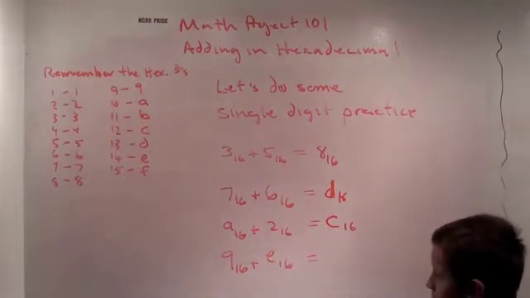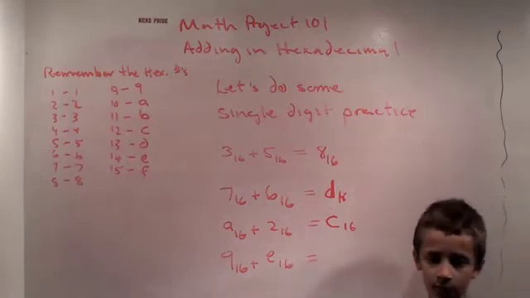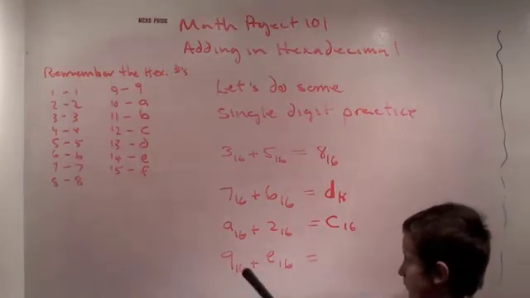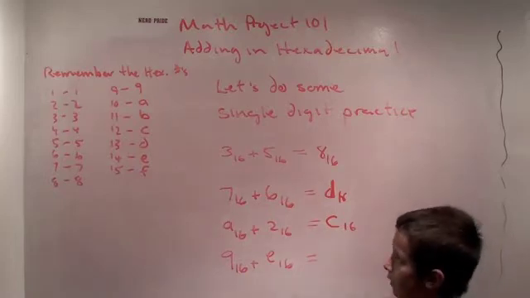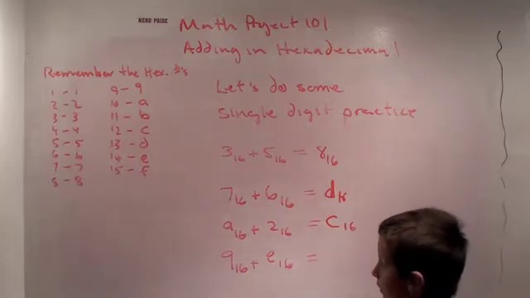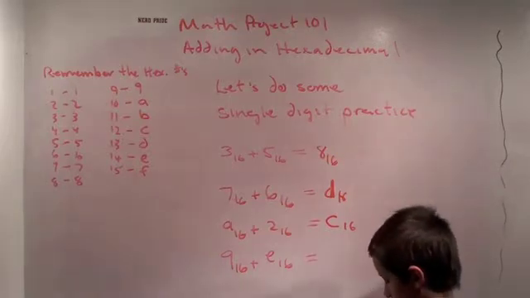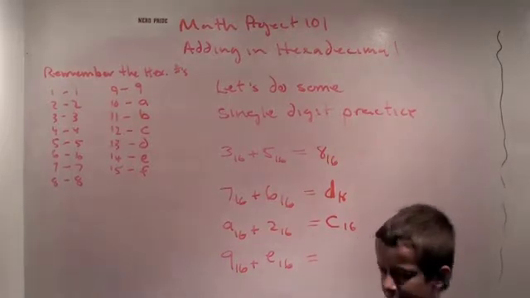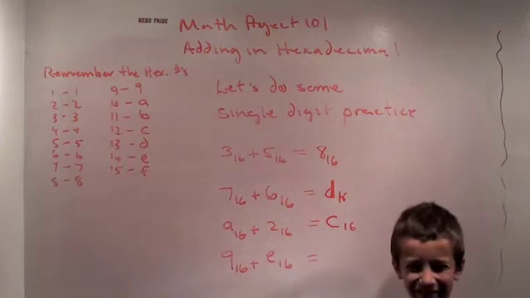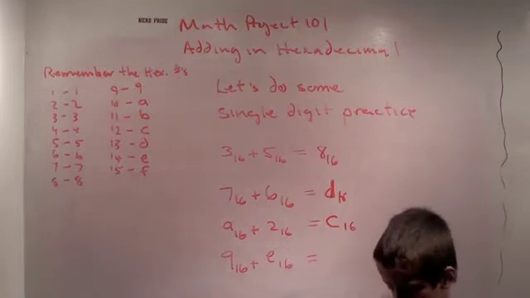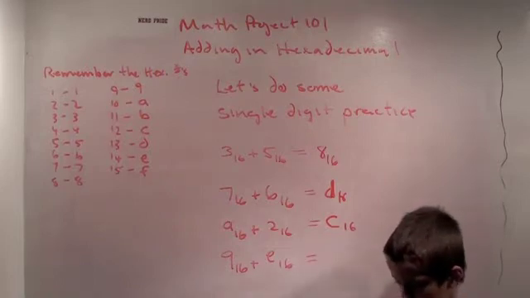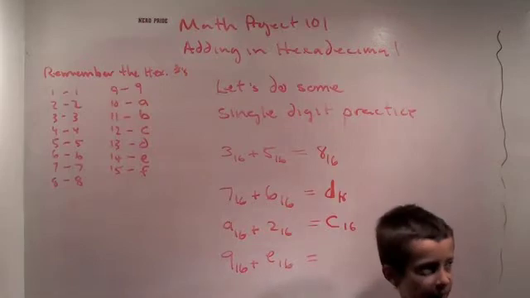Okay, now here's a tricky one, and one I really haven't set you up for, so let's just see what we can do. 9 plus E. 9 plus E is 23 in base 10, and how are we going to write that in base 16? That's the tricky part. Well, 1 times 16 plus 7 is 23.